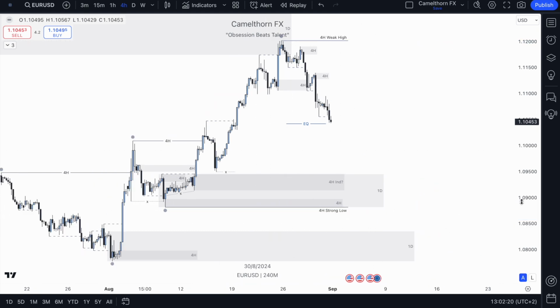Now, I definitely feel like it's going to be a very interesting end, not only to Q3, but 2024 in general, because the price delivery that we're currently seeing is suggesting that there's going to be some really good opportunities coming our way between now and the end of the year.